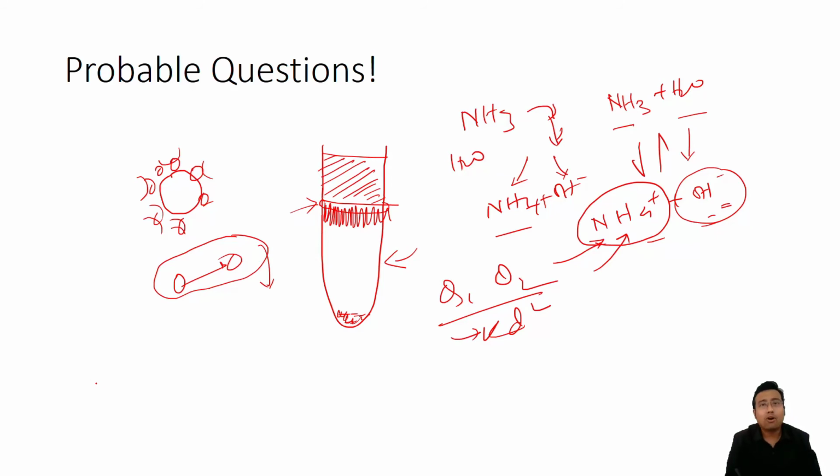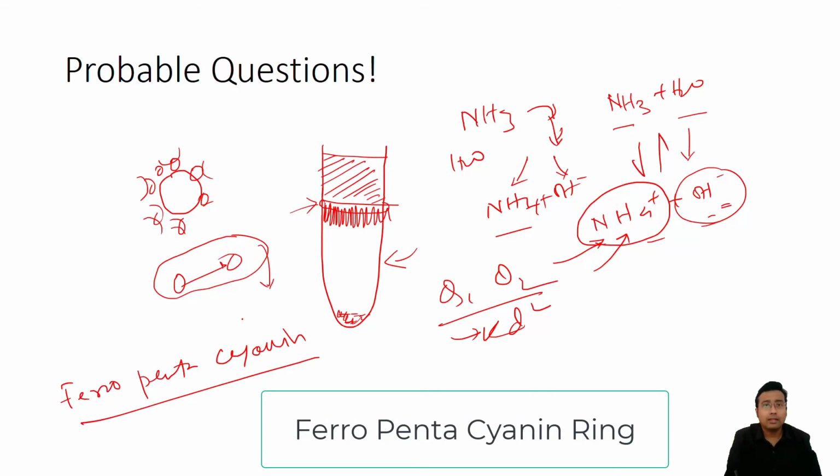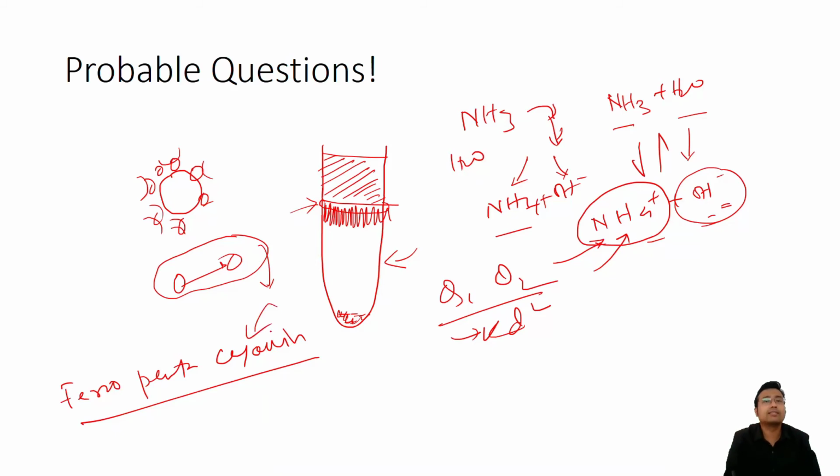So the name of the ring is ferropentacyanide complex, ferropentacyanide. This is coming from sodium nitroprusside, because sodium nitroprusside donates the cyanide group, and sodium nitroprusside has iron. This together with the ammonium ion and ketone bodies forms this complex.